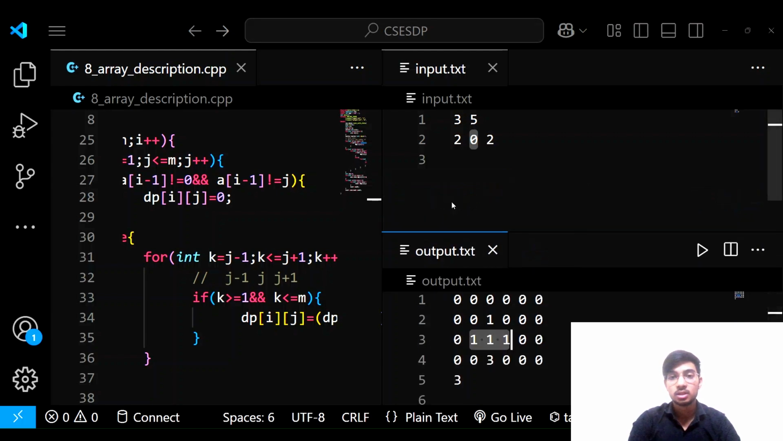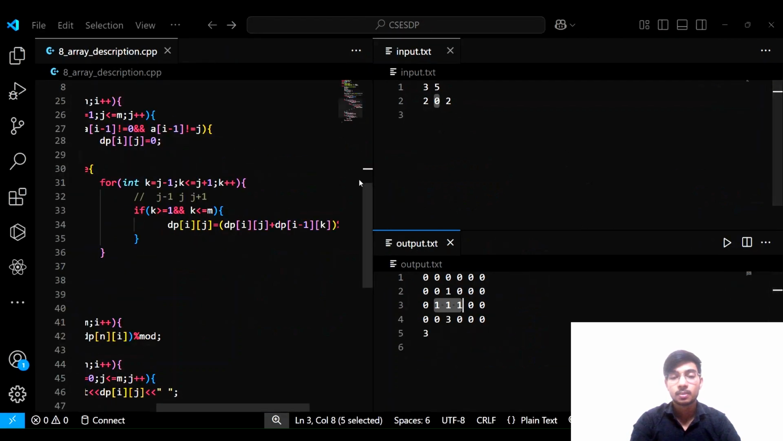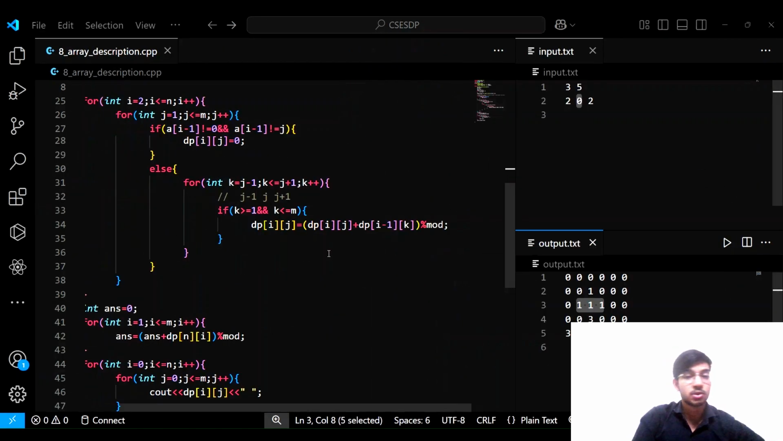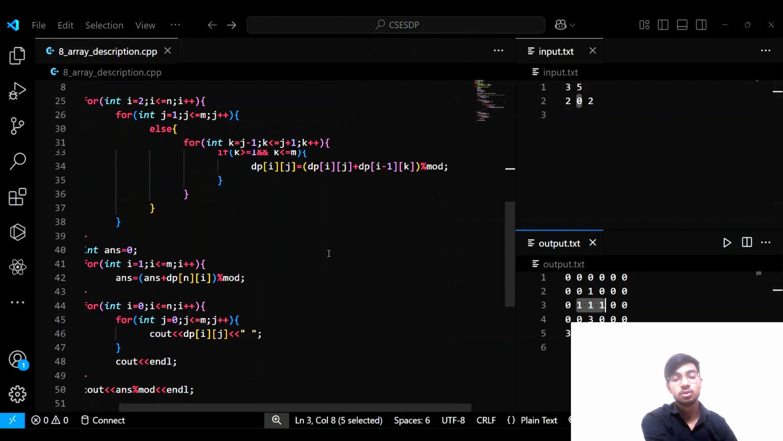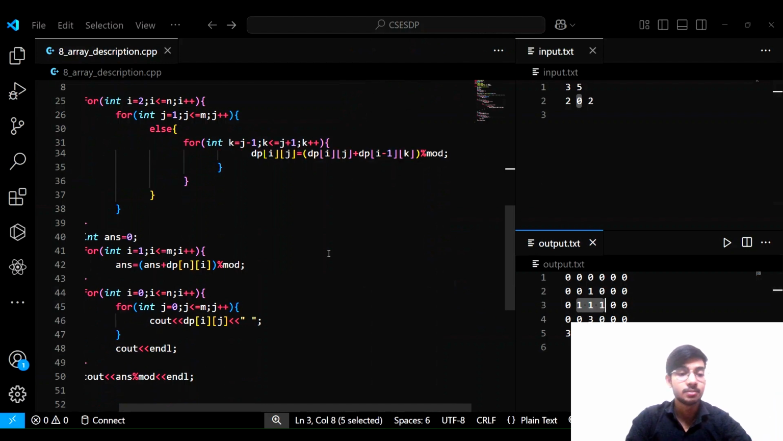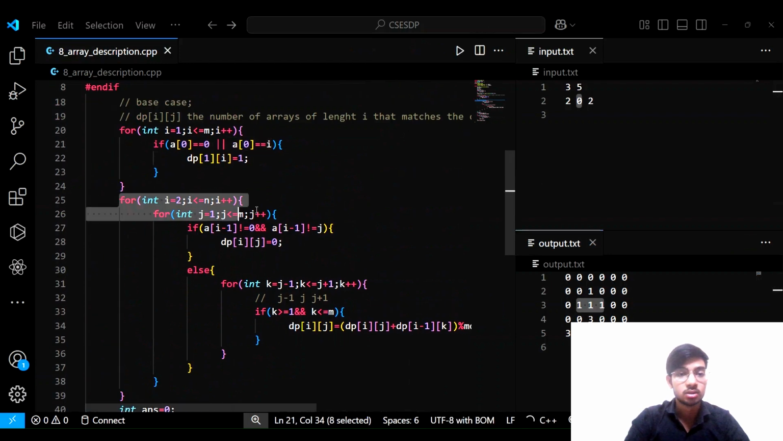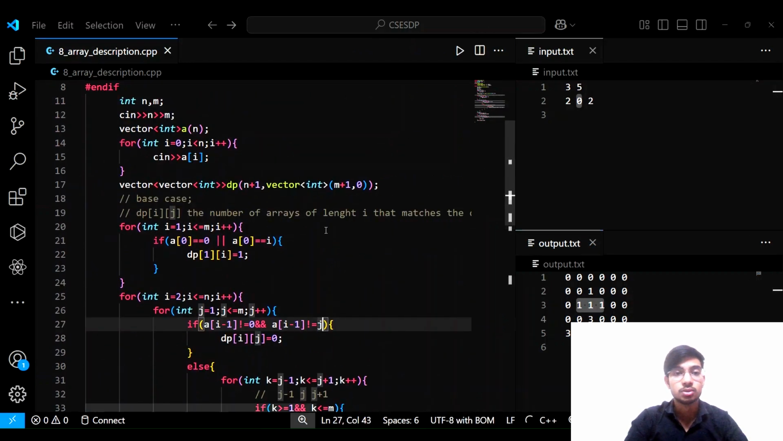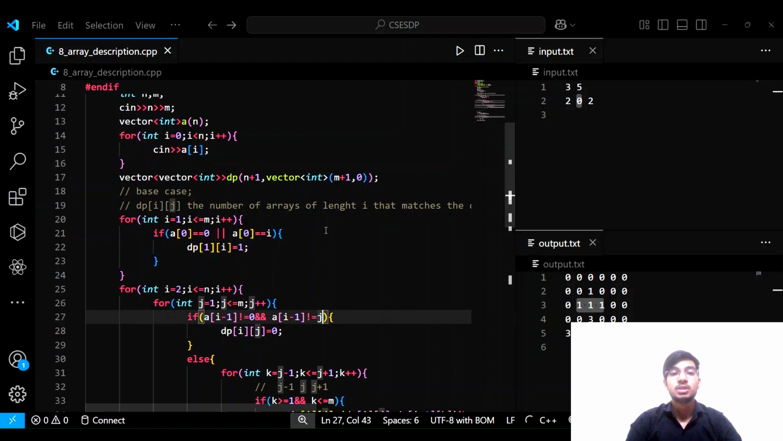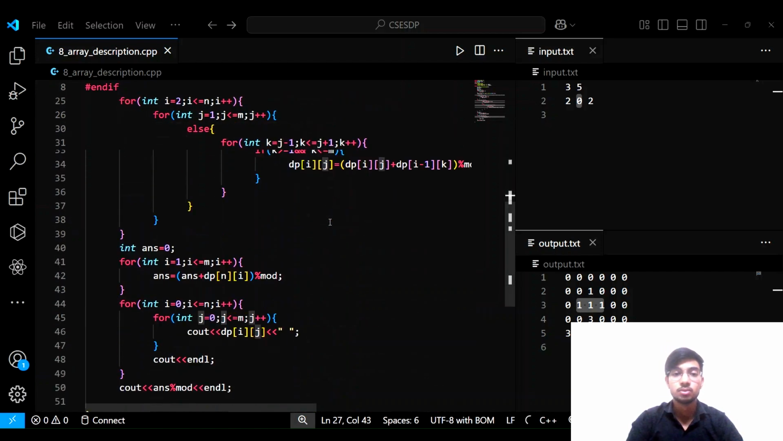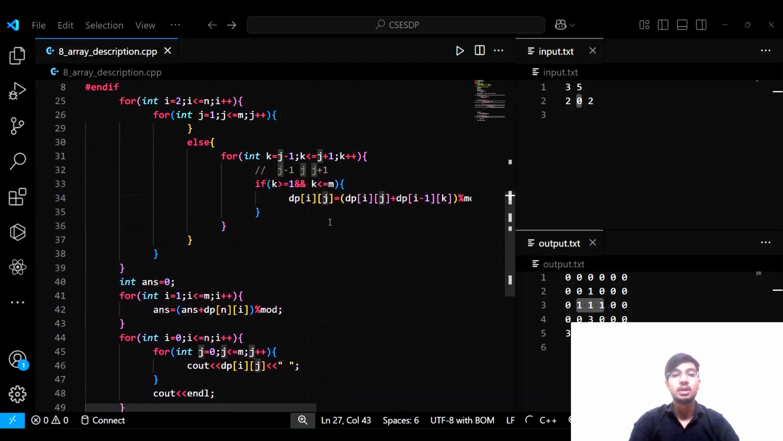So let's discuss the time complexity. The time complexity is going to be n cross n. And for the space, you are using a 2D vector, that is n plus 1 cross n plus 1. So this is the code. I hope you understood.